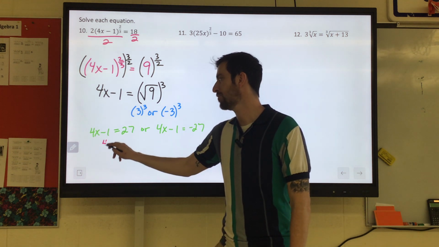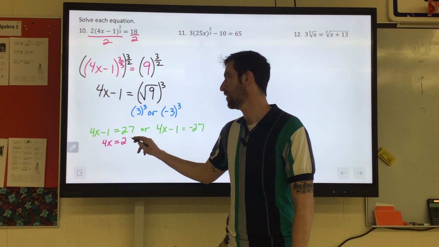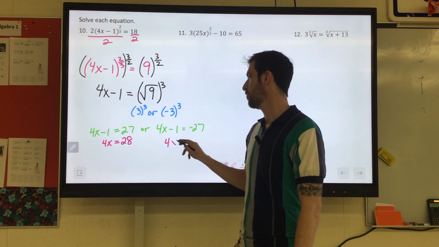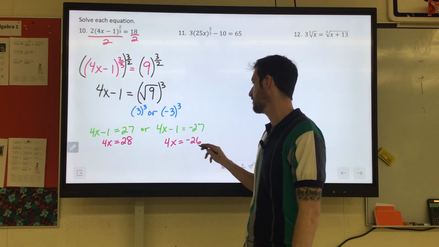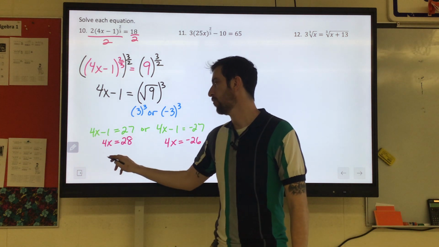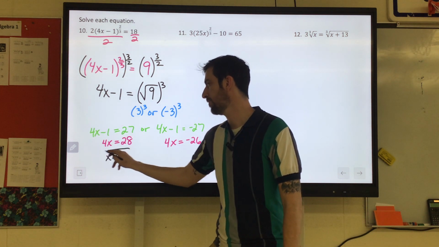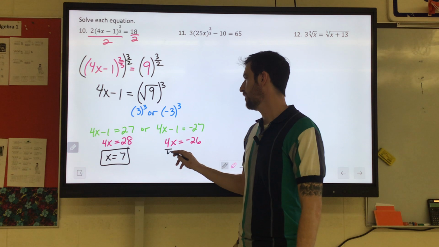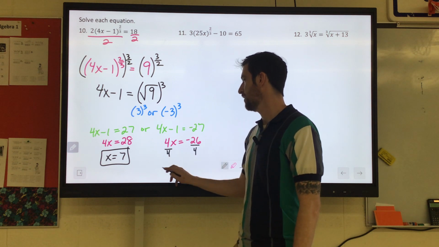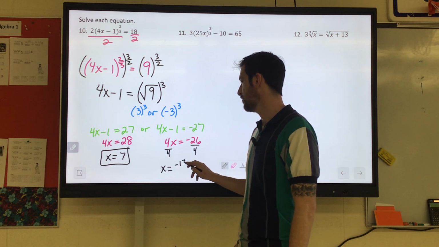Same 2 steps though. We're going to add 1, so 4x equals 28. We add 1 over here, 4x equals negative 26, and then we'll divide by 4, x equals 7, and if we divide by 4 here, we'll just simplify the fraction, negative 13/2.